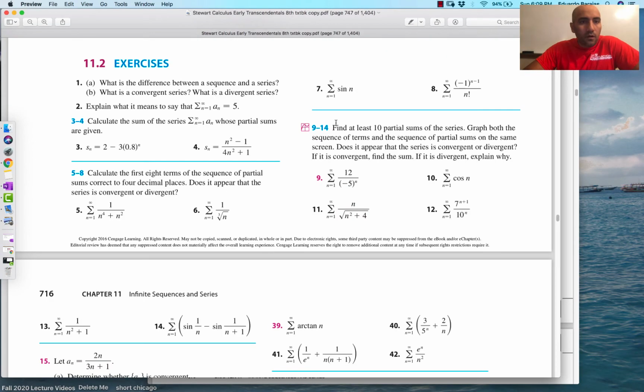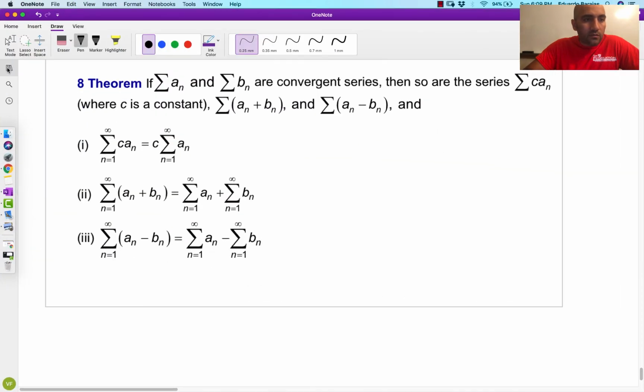Okay, so here are your homework exercises from Chapter 11, Section 2. You were assigned, starting with number 11. Let's see here. Calculate the first 8 terms of the sequence of partial sums. So from 5 to 8, calculate the first 8 terms of the sequence of partial sums, correct to 4 decimal places. Okay, so those just seem like a little bit of busy work to figure out how to find these, but I think they're pretty straightforward, right? Let's just do number 5 real quick, or at least just get it started.